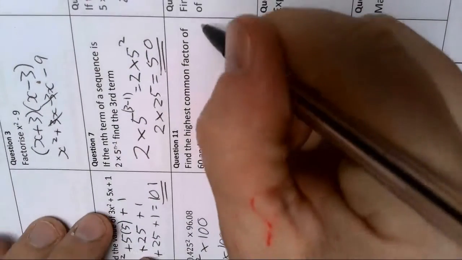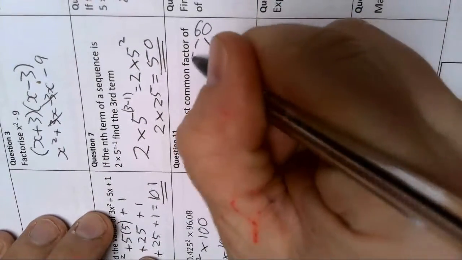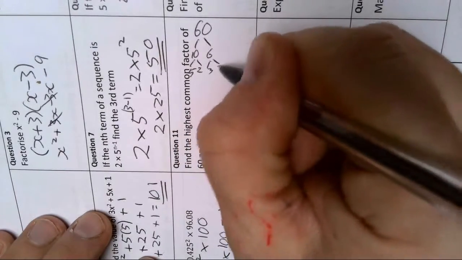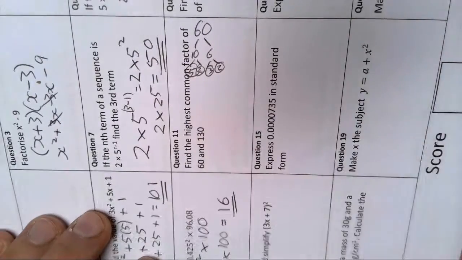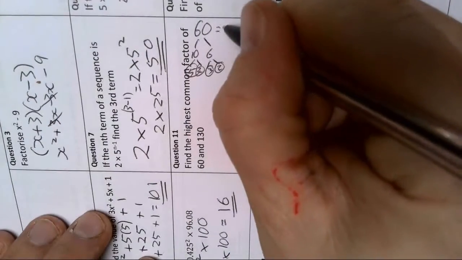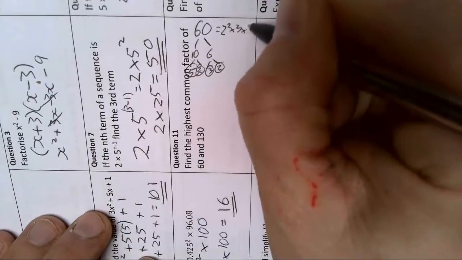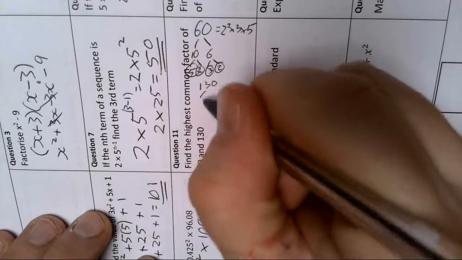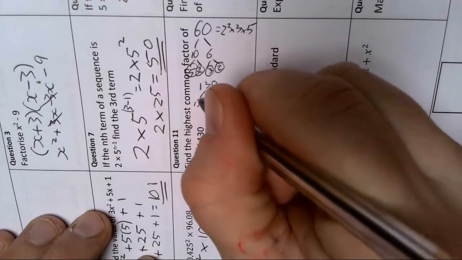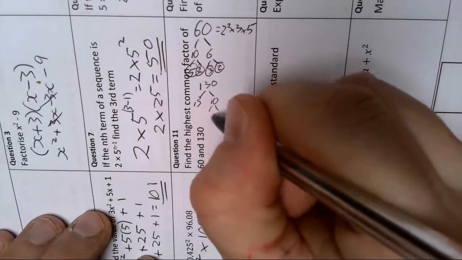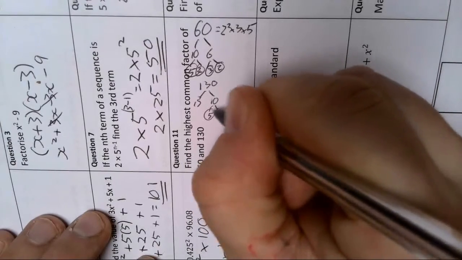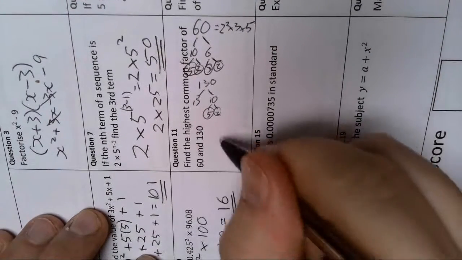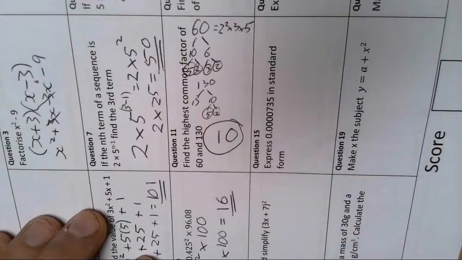Alright, so we've got 60, and that's 10 times 6, and that's 5 times 2, and 6 is 3 times 2. Those are my factors. So 60 is 2 squared times 3 times by 5. Do the same thing for 130. 13 times by 10. 10 is 5 times by 2. The only ones that I've got, 1 two and 1 five, are shared between them, so the highest common factor there is just 10.